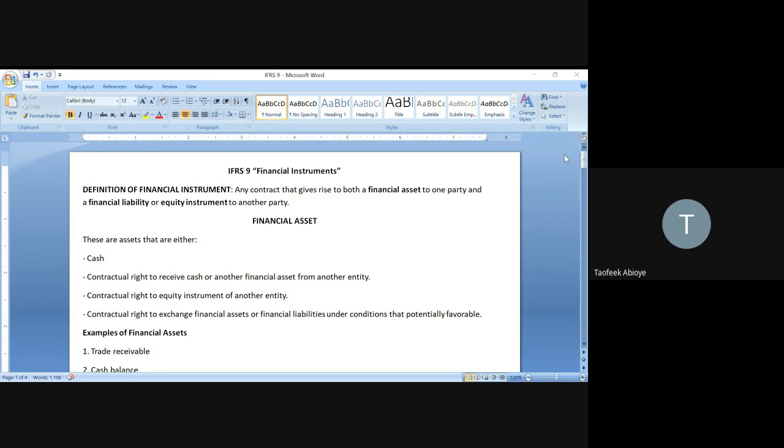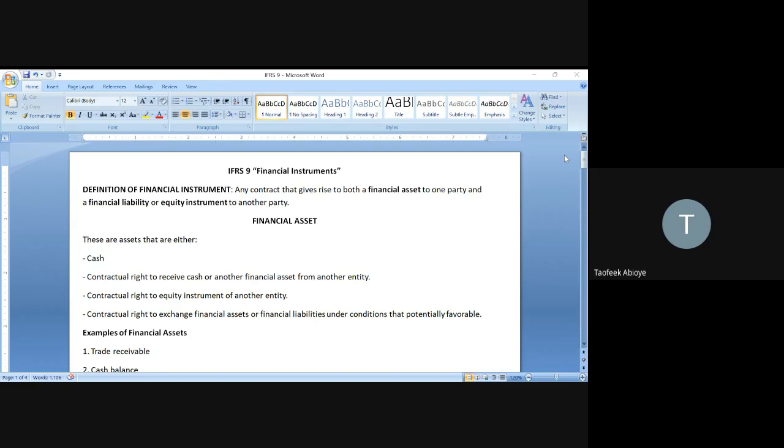IFRS 9 deals with measurement of financial instruments. Then we have IFRS 7, which deals with disclosure of financial instruments, just the major disclosures. So with IFRS 9, let's start financial instruments. What do we regard as a financial instrument?